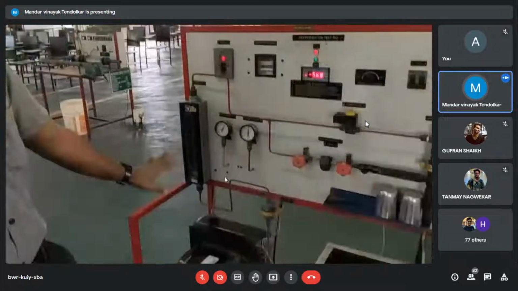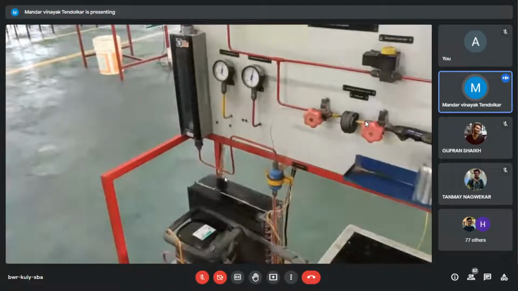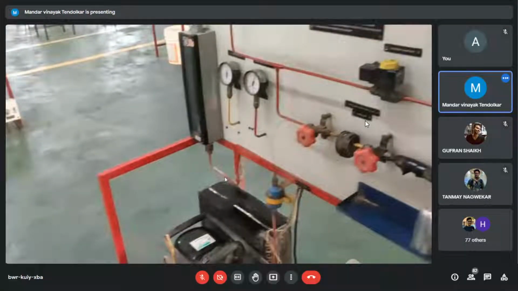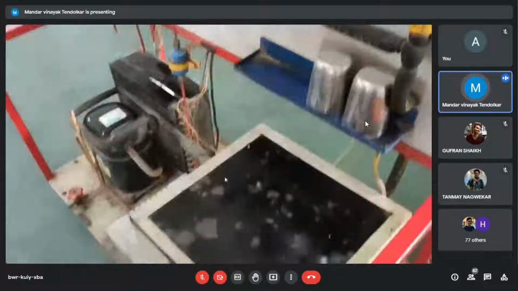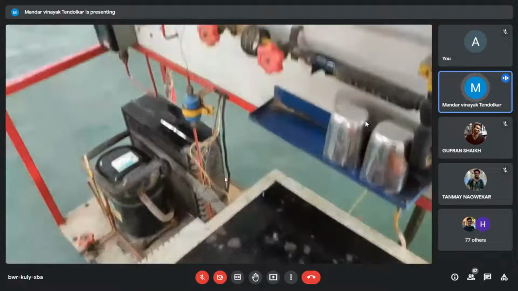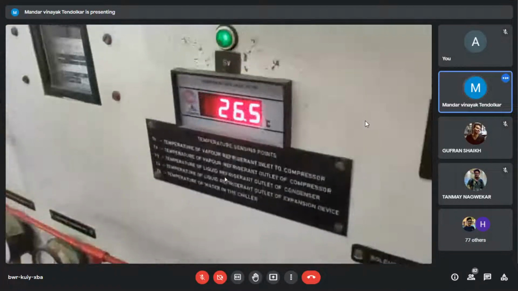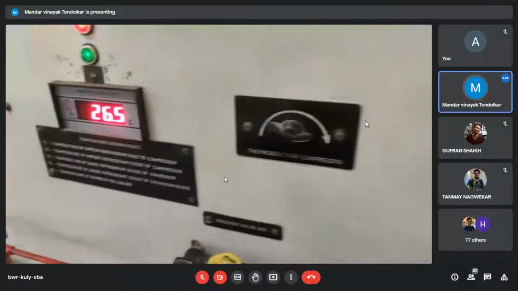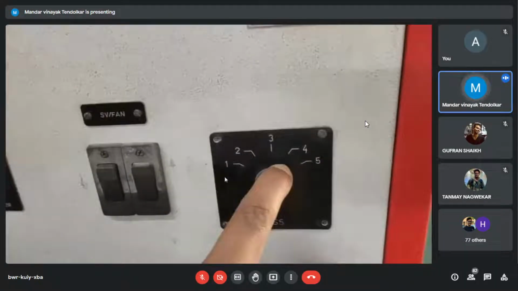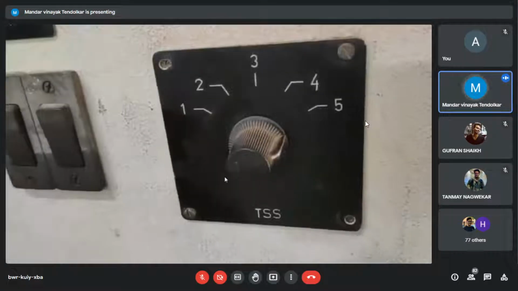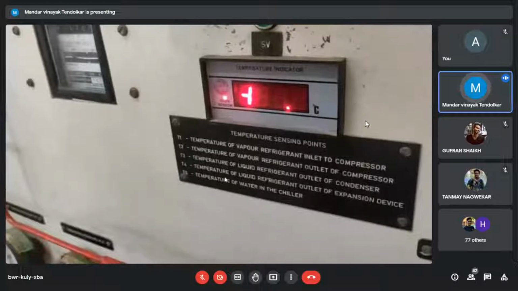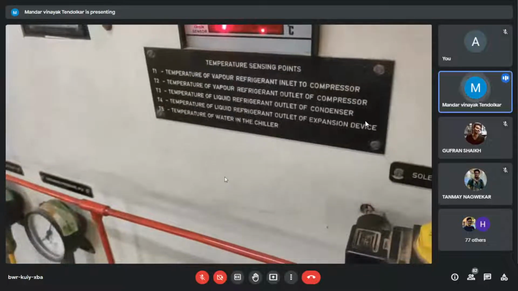So the compressor is started. Now we need to measure the temperature of water at first itself, because we need to measure the temperature before this refrigeration begins. So let us note the temperature readings by adjusting the knob to T5. T5 is the temperature of water in the chiller.